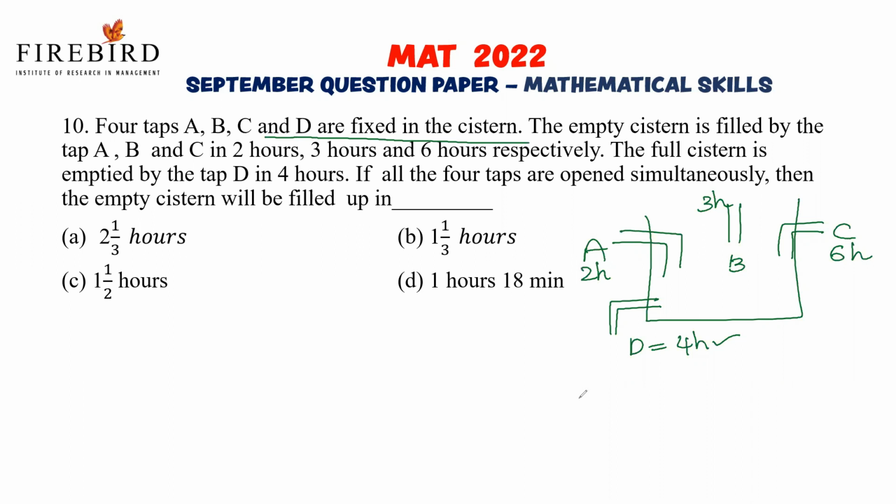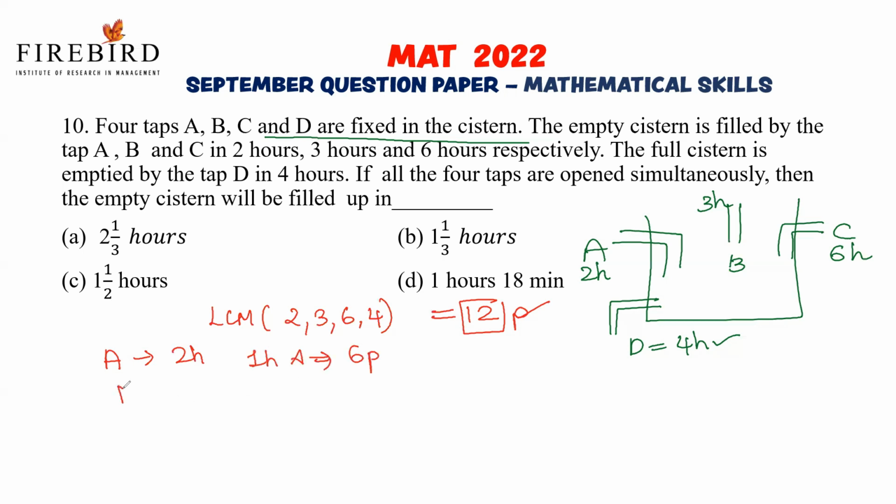Do you understand? If all the 4 taps are opened simultaneously, then the empty system will be filled up in how many hours? Now let us take the LCM of 2, 3, 6, and 4. The LCM of 2, 3, 6, and 4 is 12. If I take A tap, we will consider total parts of the tank as 12. The 12 parts of the tank will be filled by A in 2 hours. In 1 hour, A can fill 6 parts of the tank. And 12 parts of the tank can be filled by B in 3 hours. In 1 hour, B can fill 4 parts.